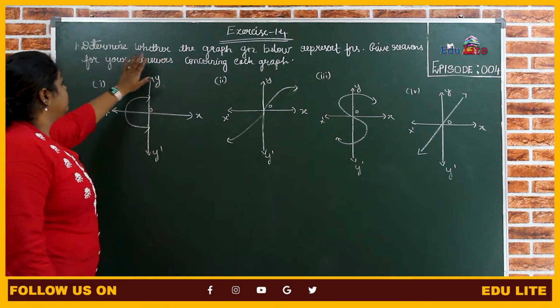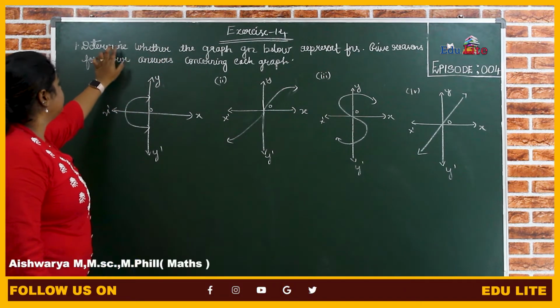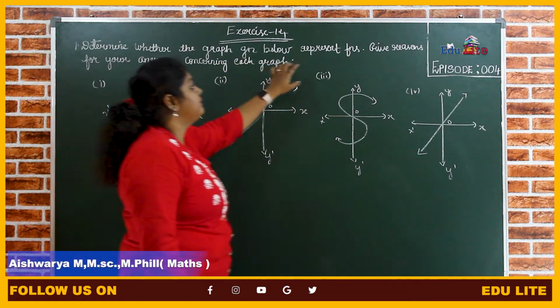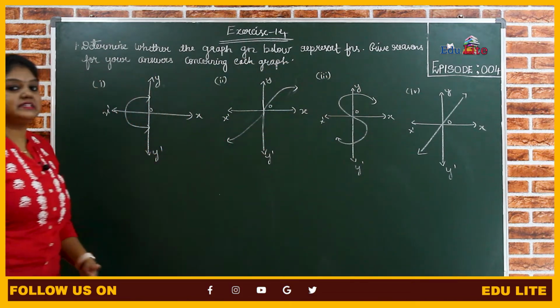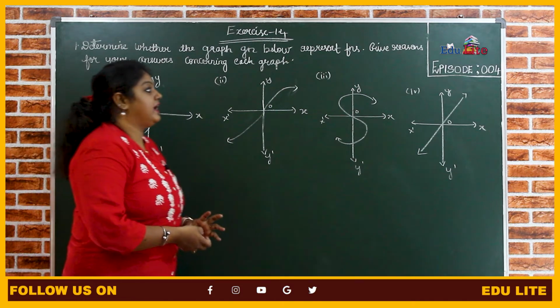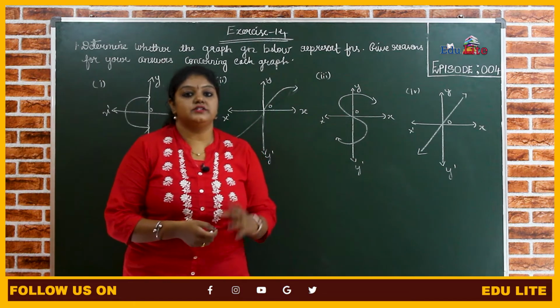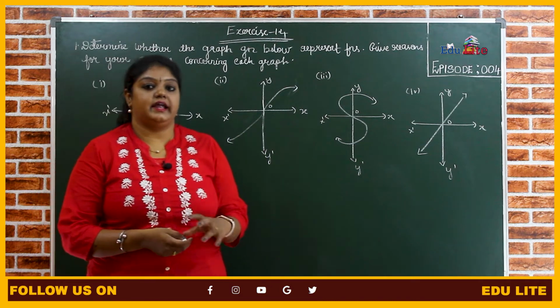In exercise 1.4, in the first problem, we have to determine whether the graph given below represents a function, and we need to give a reason why it is a function. Now we should decide whether to use the horizontal line test or the vertical line test.